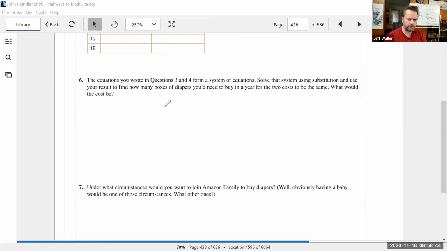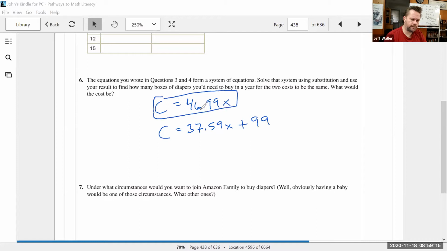So this is the one where we knew that one equation was, I keep forgetting what that number is, 46.99? Yes. So either you just straight up buy the boxes of diapers with no discount, or you get that, what was it, 37.59? But you have to pay $99 to get that discount. Yes. All right. And like we said earlier, I know that C is 46.99. So let me just put that there.